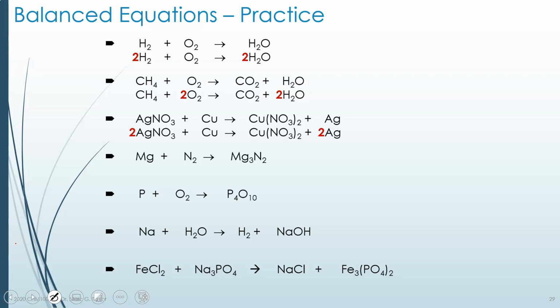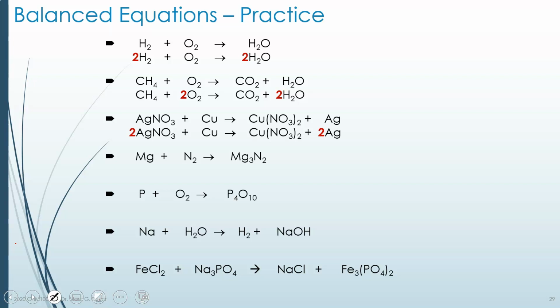Magnesium plus nitrogen gas makes magnesium nitride. And that's the formula for magnesium nitride. You would get it from using the crisscross simplify method, which we did in the last unit. Now, we've got magnesium that appears once on the left and one substance on the right. Nitrogen appears in one substance on the left and one substance on the right. So they're both easy ones.